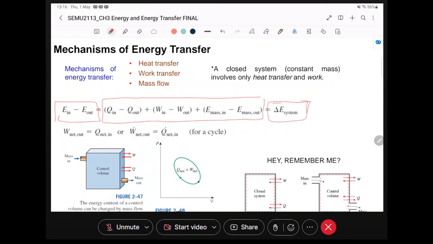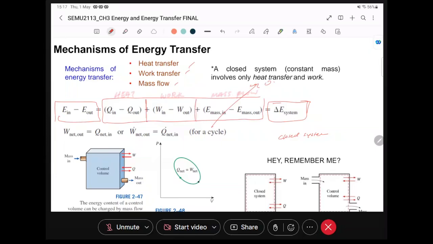Pretty simple. You can break it into three parts. This is for the heat, this is for the work, this is for the mass flow. The three of these. In the first closed system that we're going to look at, there is no mass flow exchange, so this part will be zero. So our equation is only these two, basically.